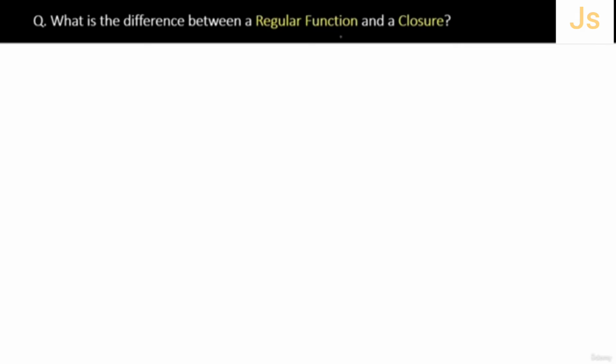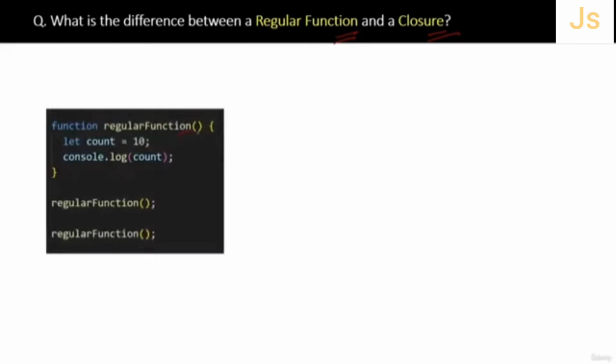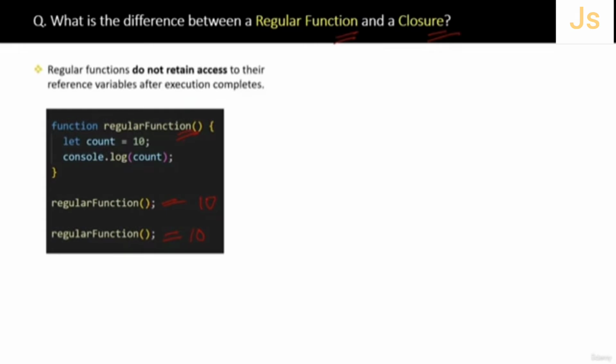What is the difference between a regular function and a closure? That is the code for the regular function. As you can see, we are calling the regular function first and it will give the output 10. Then we are calling the regular function again and it will again log the value 10 only, right? No state maintenance here, no persistence of data. The conclusion is regular functions do not retain access to their reference variables after the execution completes.